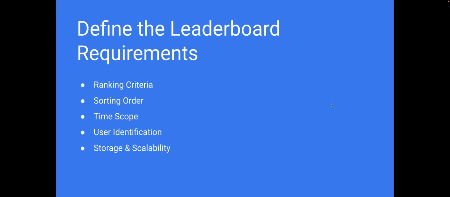So let's talk about the requirements, things you need to consider before building a leaderboard system. First, you need to consider the ranking criteria. What determines the ranking? Is it score? Is the ranking based on time? Is it based on streak? These are the things you need to have in place before you consider building a leaderboard system. In our case, I'm going to be showing you using scores, right? That's what I'm going to be using for this very example.